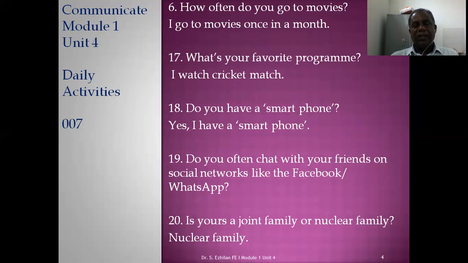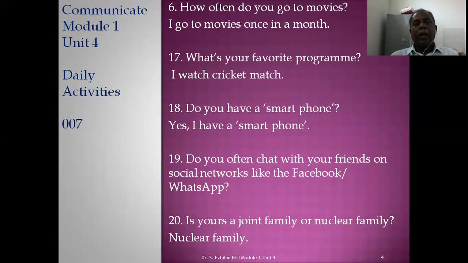So is yours a joint family or nuclear family? If your family is a joint family, then you can answer joint family. If your family is a nuclear family, nuclear family. The answer may vary, that depends on your family background.